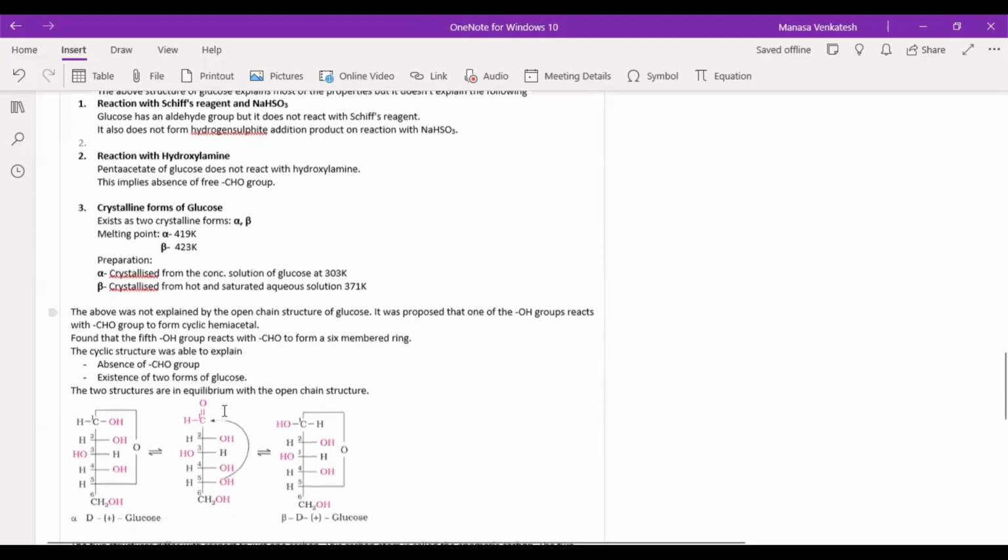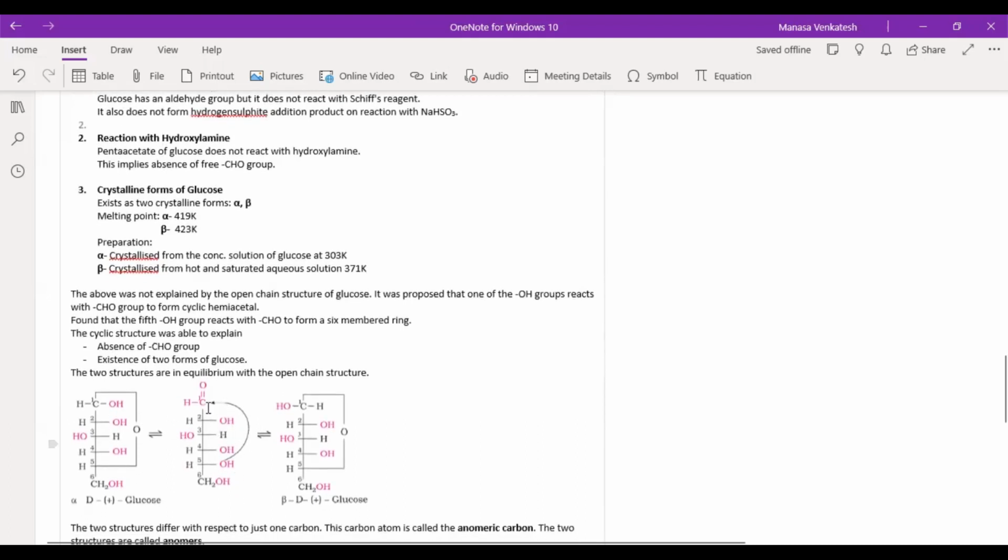And so what they realized was that maybe one of these OH groups underwent a reaction with the aldehyde. When one of the OH groups reacted with the aldehyde group, it led to the formation of something called a cyclic hemiacetal. And it was found that the OH of the 5th carbon atom reacted with the aldehyde group to give a cyclic 6-membered ring. So this structure was able to explain both the absence of the free CHO group as well as the existence of 2 forms of glucose.